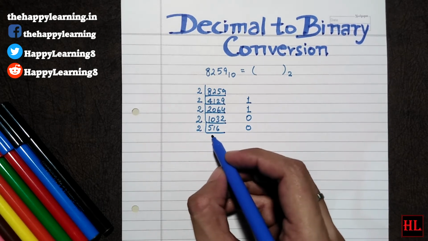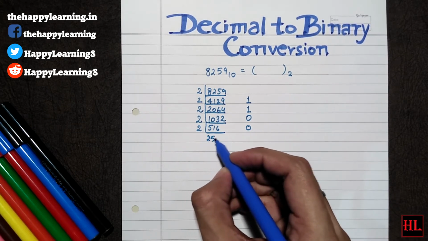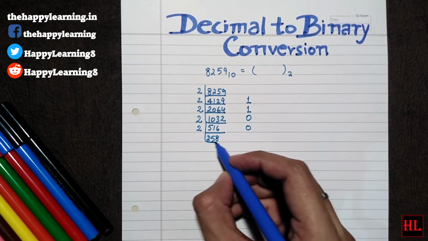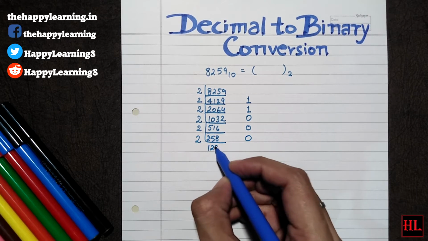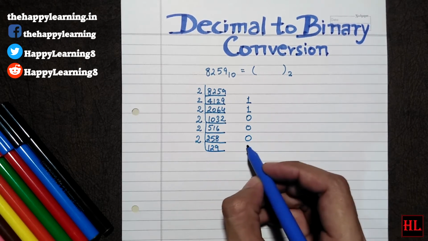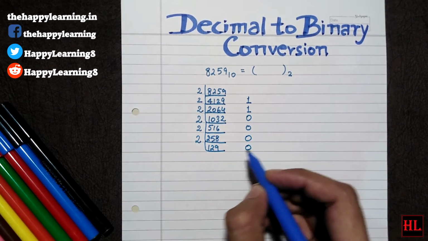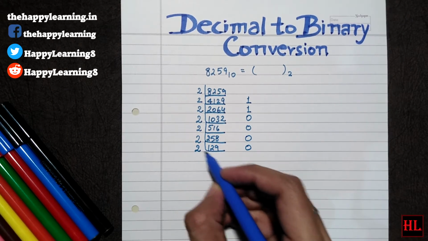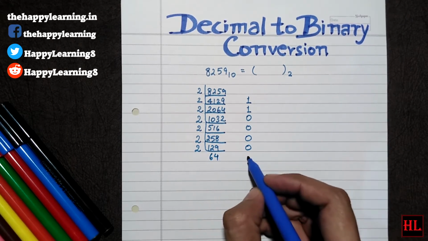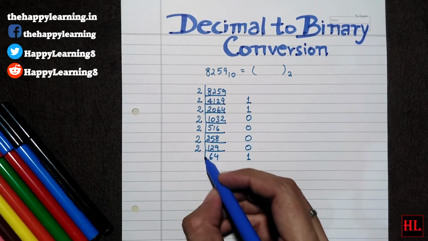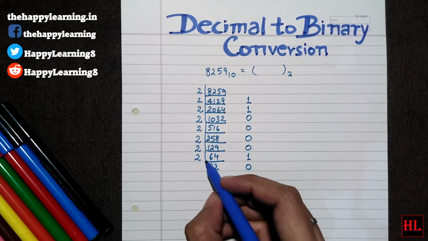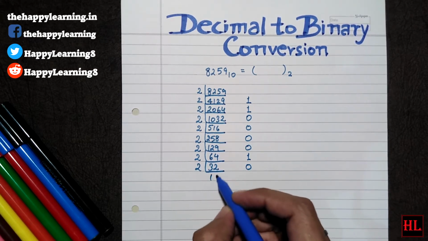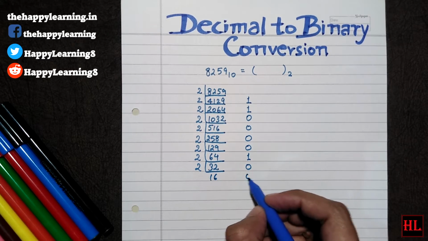So 2 multiplied by 258 gives 516, therefore the remainder is 0. Again, dividing by 2, 129 is the quotient and we get remainder 0. Then on dividing 129 by 2, we get quotient 64 and remainder 1. Then for 64, we have quotient 32 and remainder 0. For 32, we have quotient 16 and remainder 0.